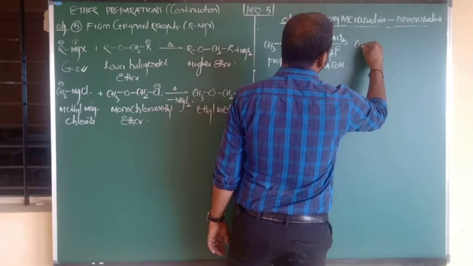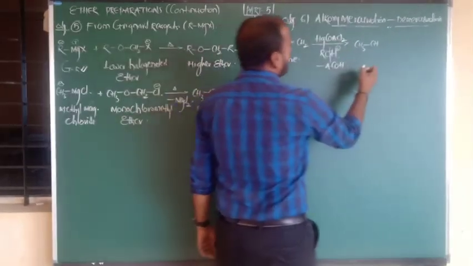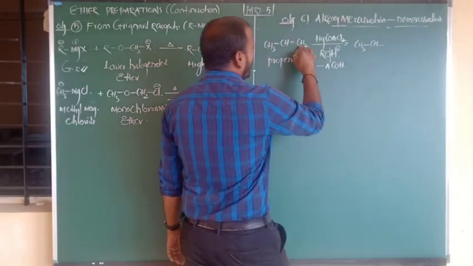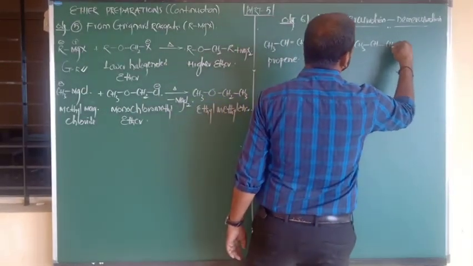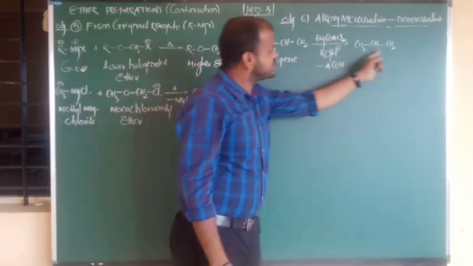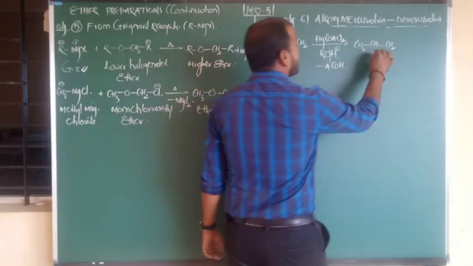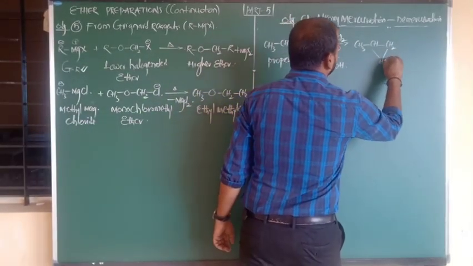I am going to write here CH3 bonded to CH. The double bond has to be converted to a single bond, and the remaining group is nothing but CH2. Did you understand? The double bond changes to a single bond. That means, upon mercuration, it is nothing but the attacking of mercury.